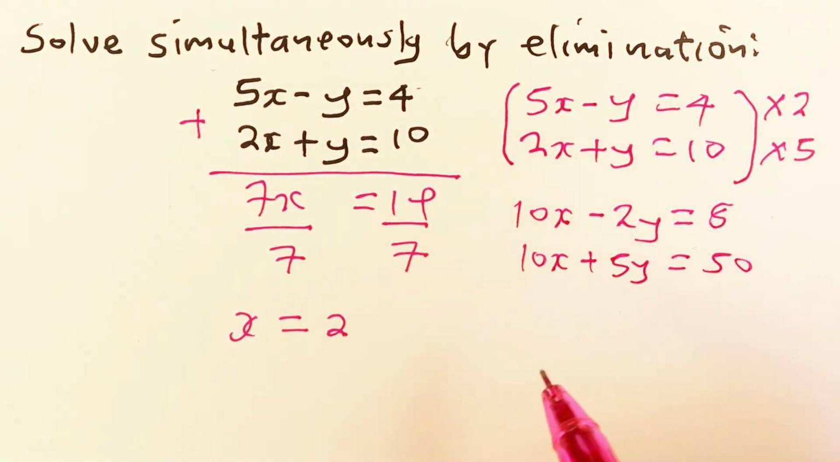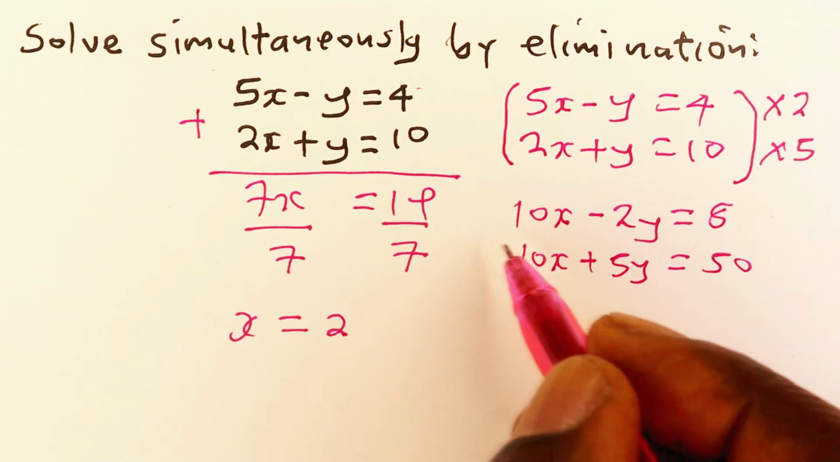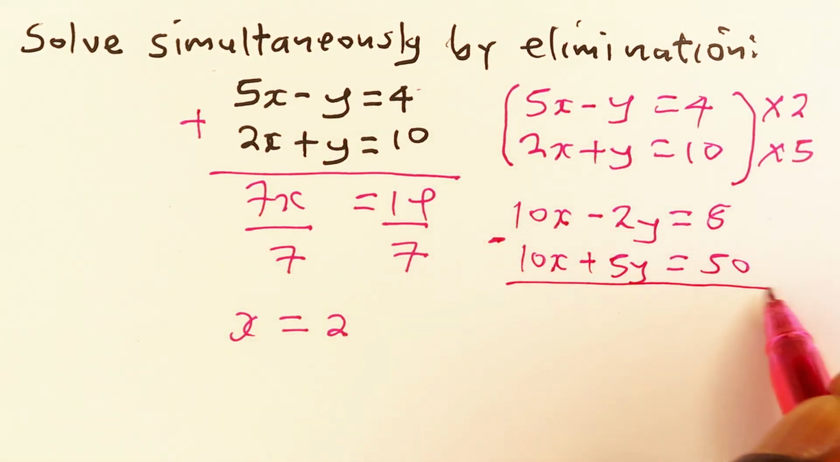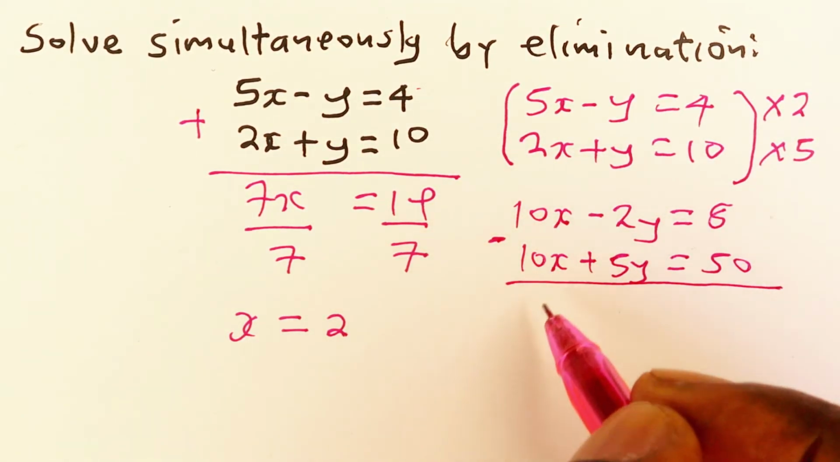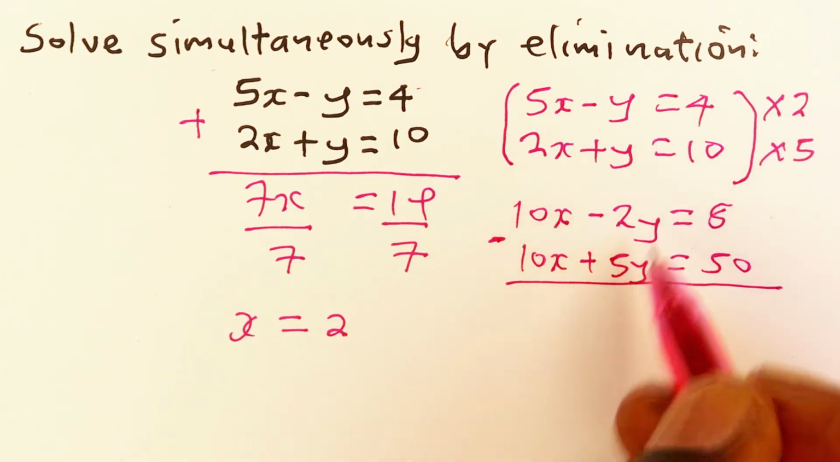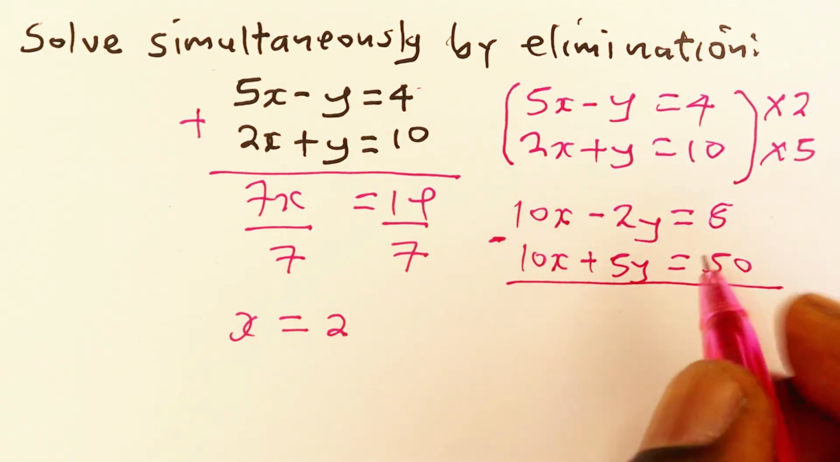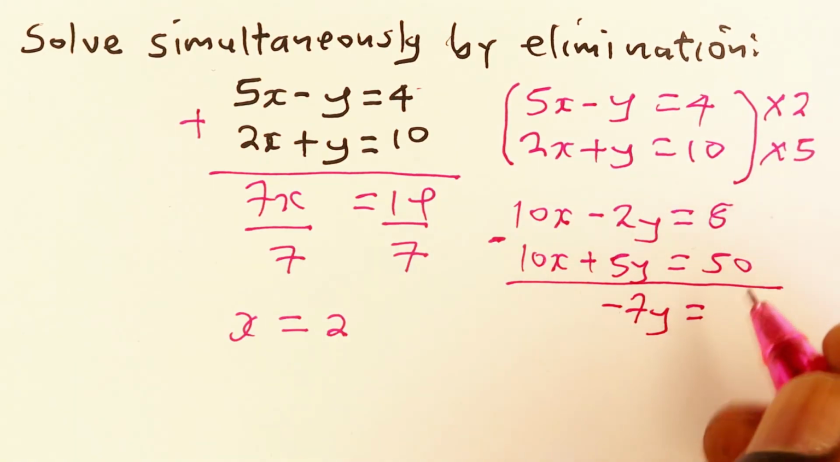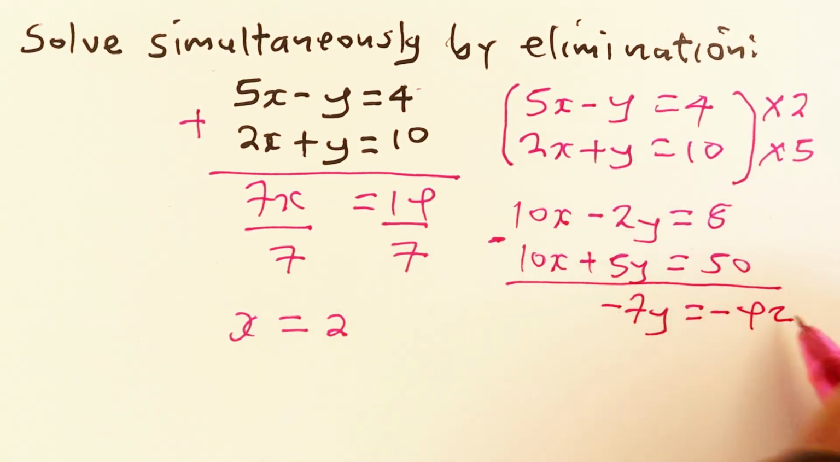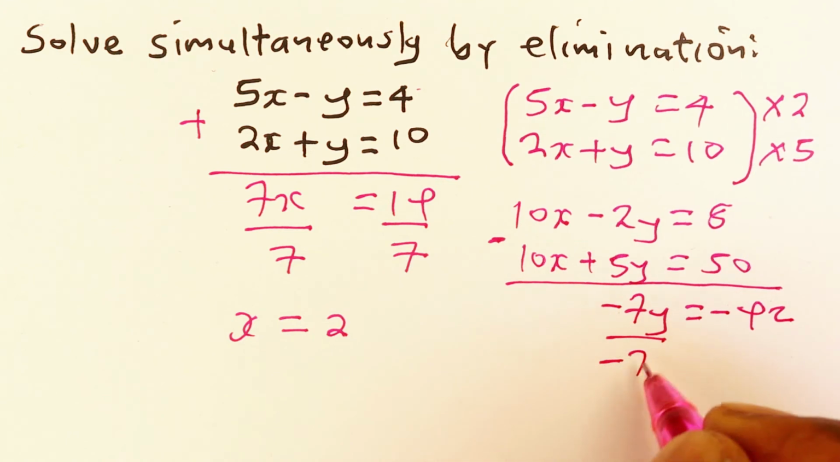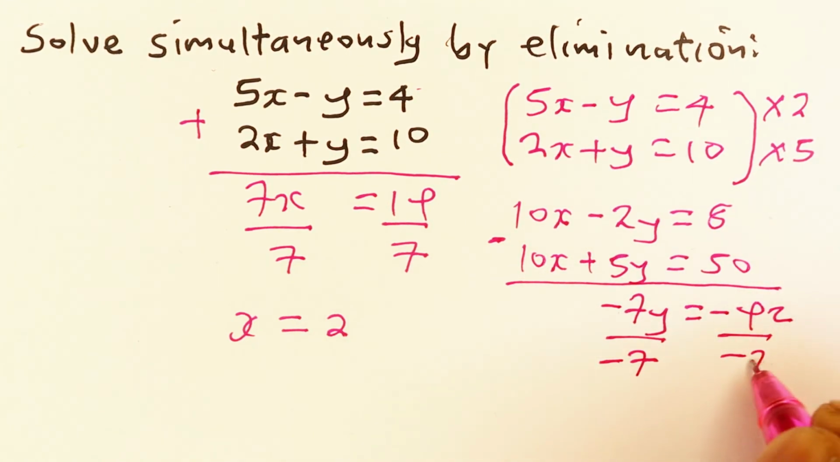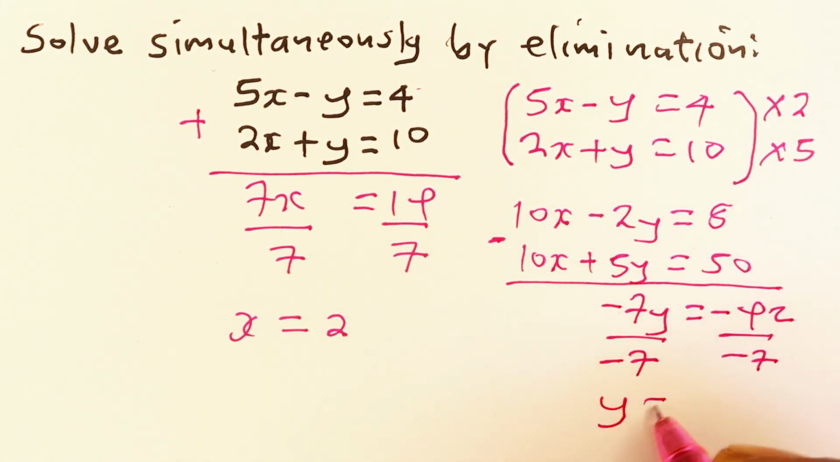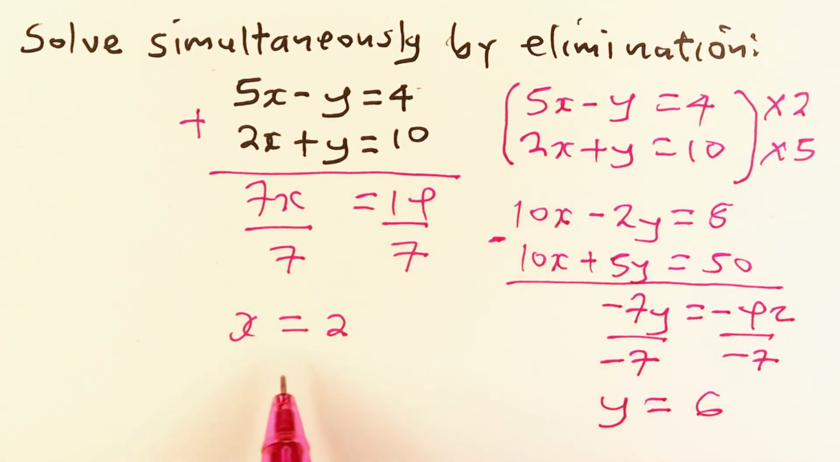So now we can eliminate x by subtracting. Just subtract the two equations. So 10x minus 10x is 0, minus 2y minus 5y is minus 7y. And then 8 minus 50 is minus 42. So again, we just divide both sides by negative 7, and we get that y is equal to positive 6. So we have that x is 2 and y is 6.